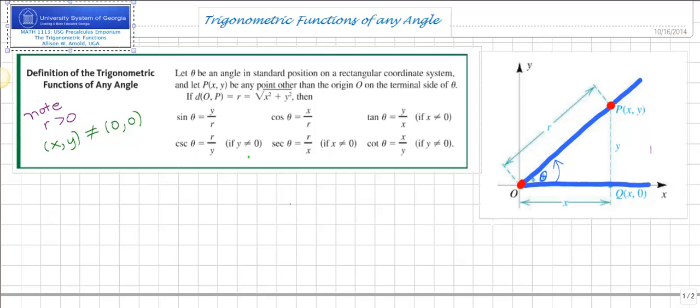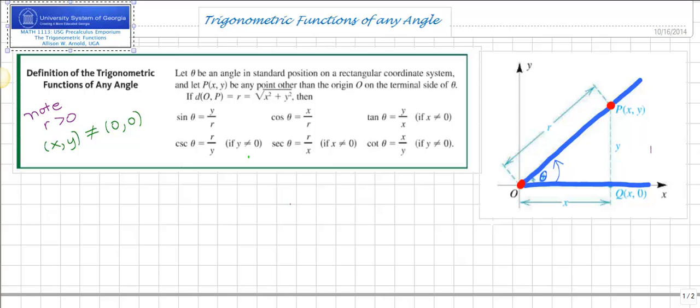Okay, so now that we have the definition of the trig functions of any angle, and I showed you how it correlates to the trig functions of an acute angle in a right triangle, let's examine this definition a little more. Last time we talked about the domain possibilities, and I'm going to explore that a little more here.